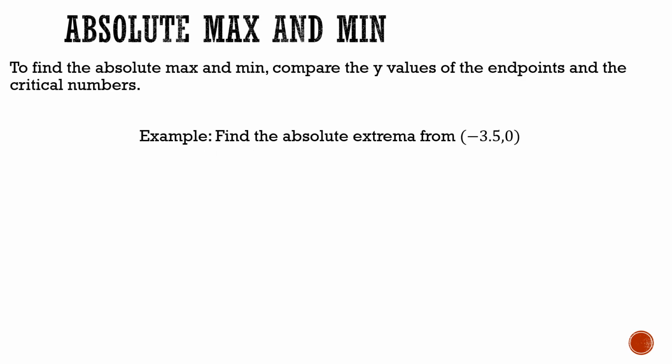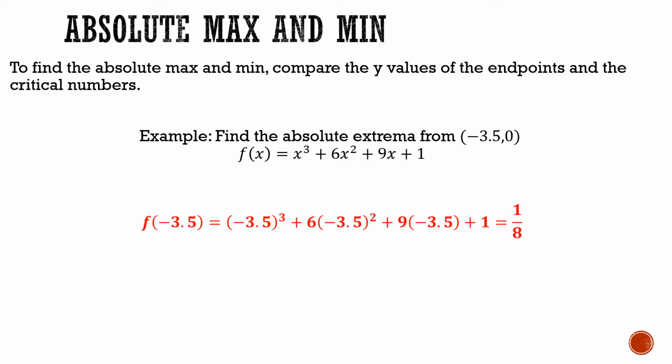Alright, so next we're looking at our absolute max and mins, and we're still going to use our critical points that we found in the very first slide, but we also have to take into consideration our endpoints. And so basically what you're going to do is find the f of each of your critical numbers and the f of your endpoints.